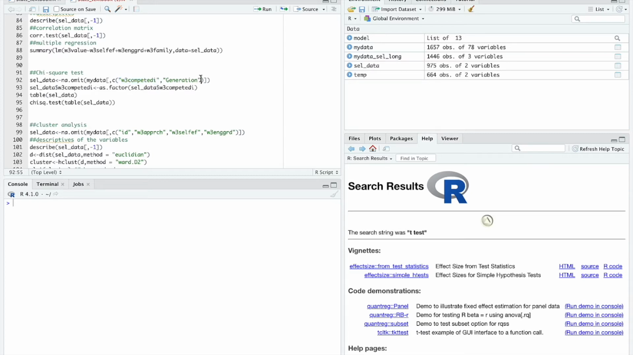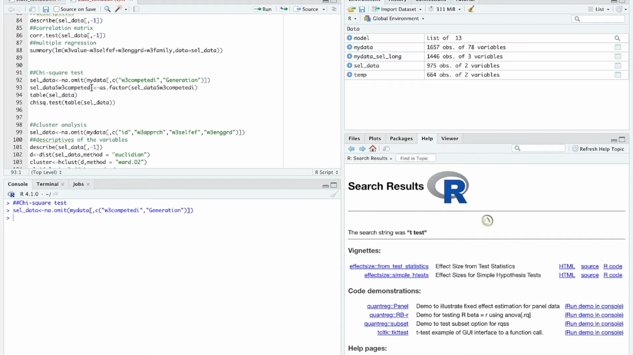And then the other variable is generation, and this refers to first, second, or third generation students. First generation students were born outside of the US and then moved to the US. Second generation students were born in the US to a parent who was born outside of the US and then moved to the US. And third generation students are those who were born in the US to parents who were also born in the US. So let us run this line to select those two variables.